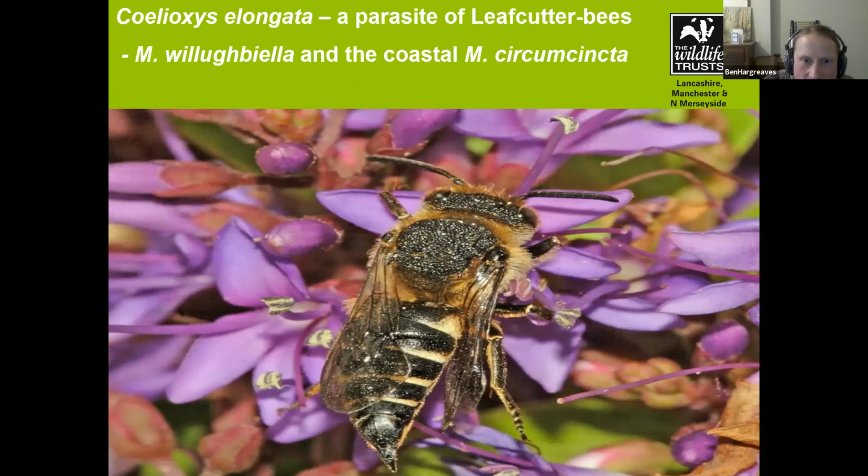Coelioxys, one of the parasitic genera, with that very sharp tail, sometimes called sharp-tail bees, associated essentially with leafcutter bees, such as in this case Megachile, and the coastal Megachile circumcincta. Circumcincta is a ground nester, which is worth mentioning. So this would be seen both inland and at the coast in that situation. Next slide, please.